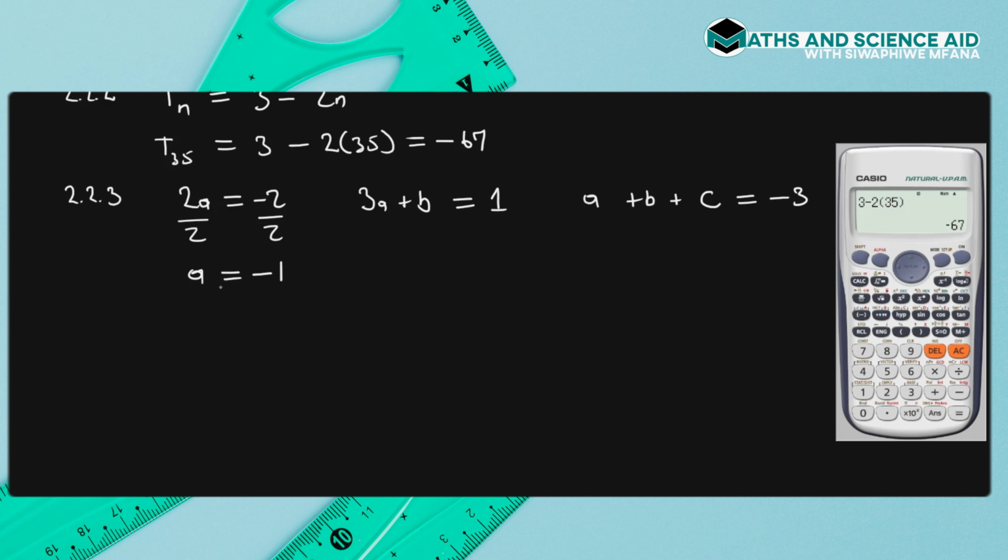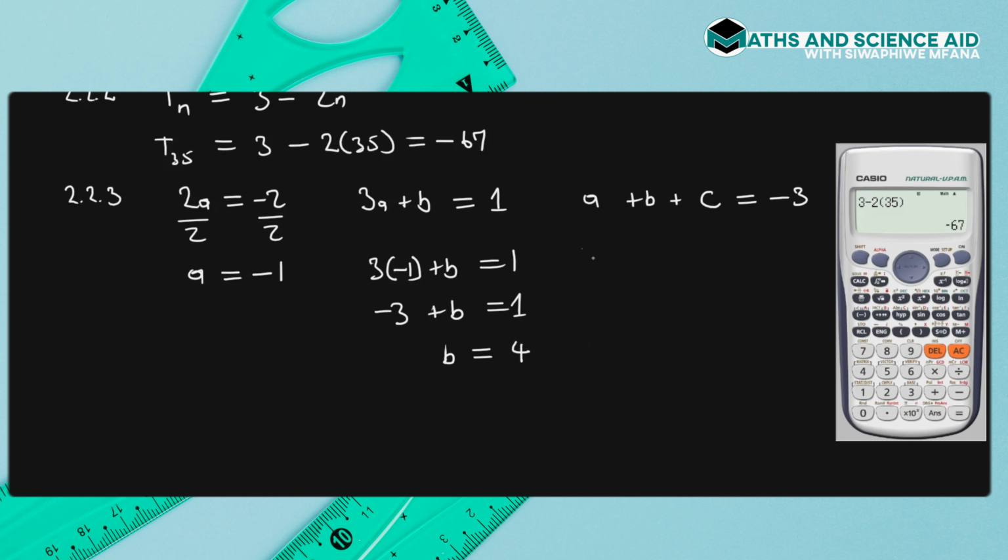And now we can substitute this -1 into this equation. This is going to give us 3 times -1 plus B equal to 1, meaning that -3 plus B is equal to 1. And then we can transpose -3 to the right-hand side. This will give us 1 plus 3, which is equal to 4. So B is equal to 4.